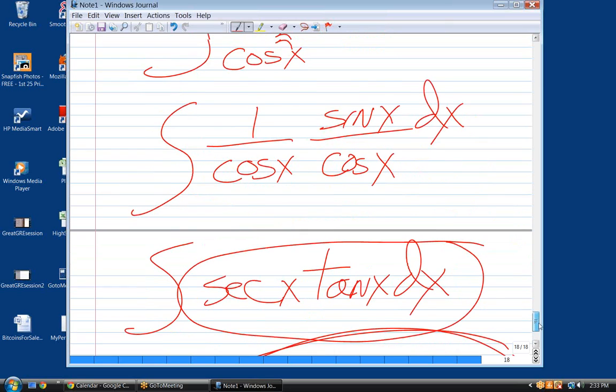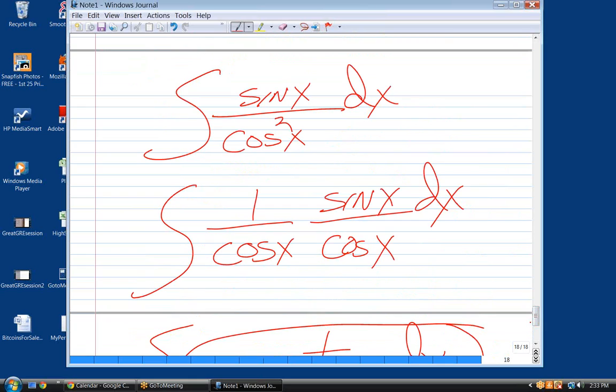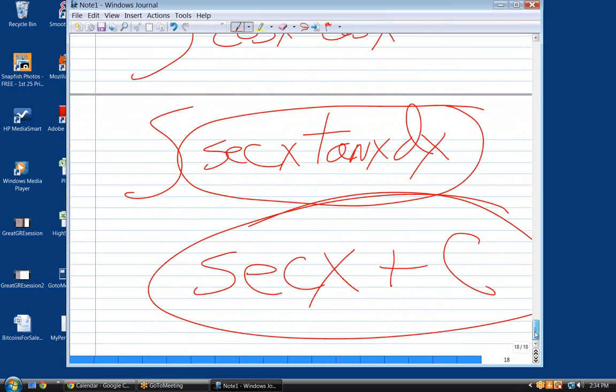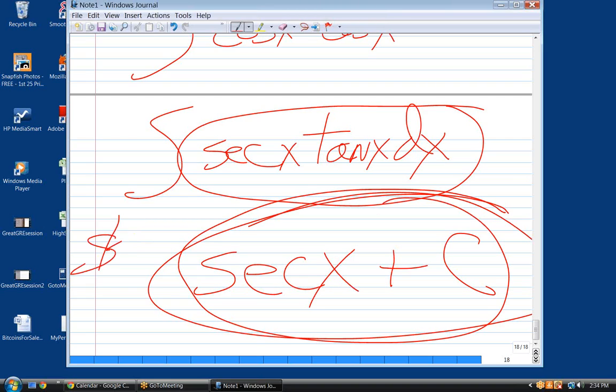So a lot of times with integration, it's just turning it into something that you recognize is the derivative of something else. In other words, integration is all about finding the antiderivative. If you were to find the derivative of our answer, you would get secant tangent. Well, that's what we were trying to find the integral of.